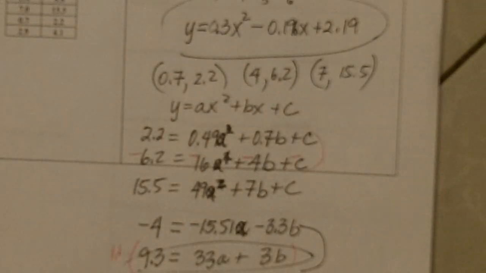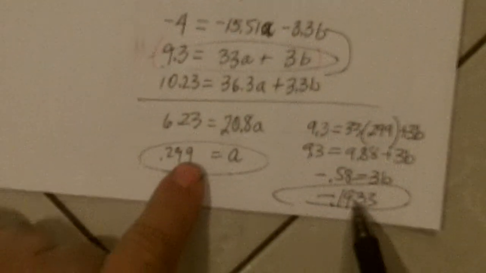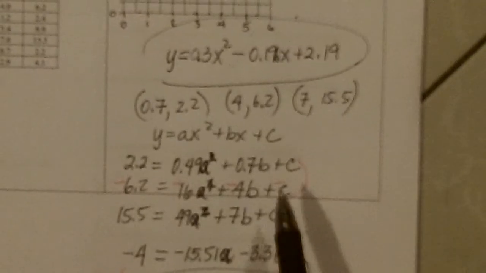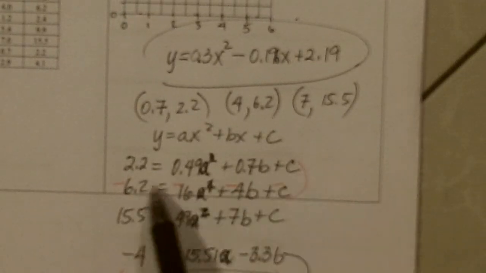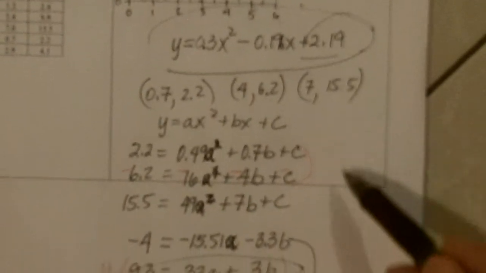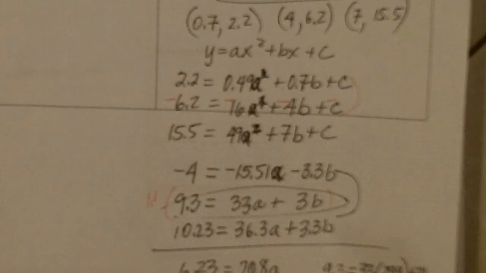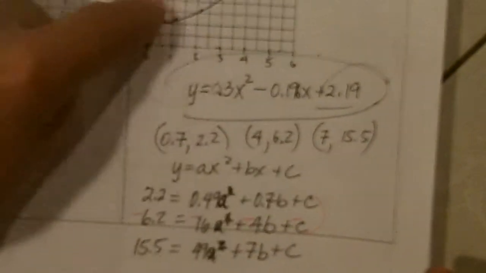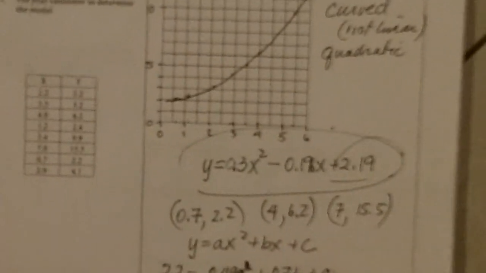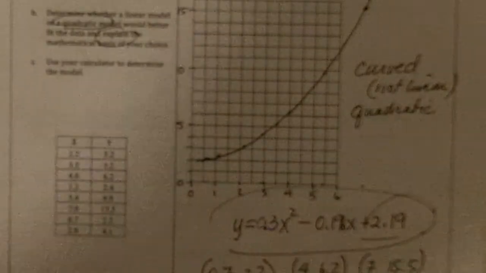The calculator said -0.196, close enough. Then I put these two values in for a and b into one of these equations to figure out c, and I'll get the 2.19. And that's the idea, how to do it without a calculator. It's not easy if you don't have a calculator. So you should get a calculator or use a phone app or something like that.